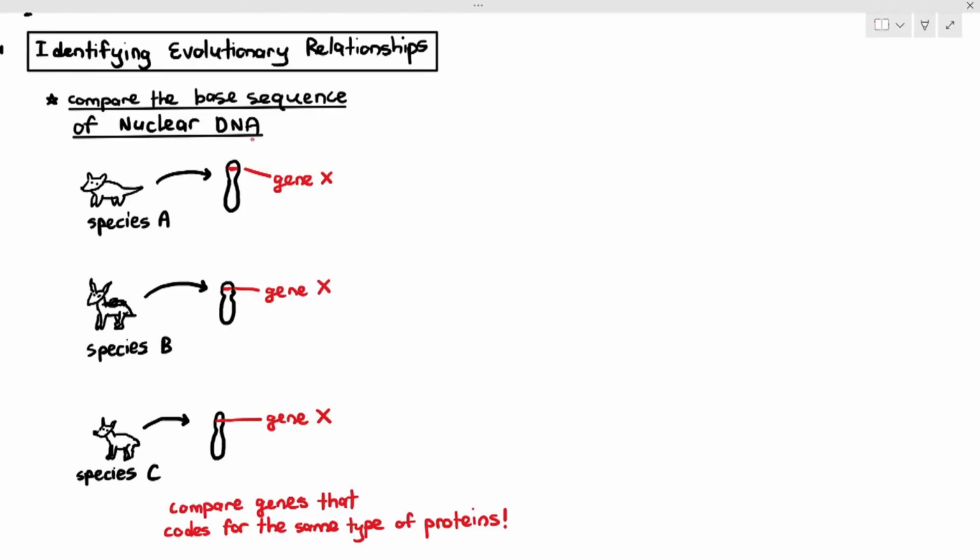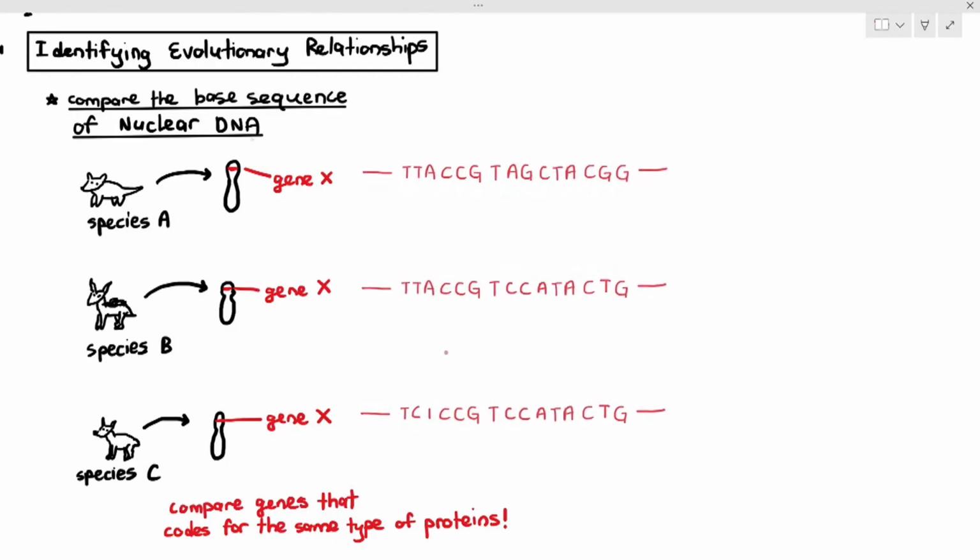So let's just use gene X over here. What exactly happens is we identify the sequence; we sequence the gene. Now, I know that genes of DNA should be double-stranded, but I'm just going to focus on one strand, by the way, so it makes it easier. So we have the sequence of the gene over here.